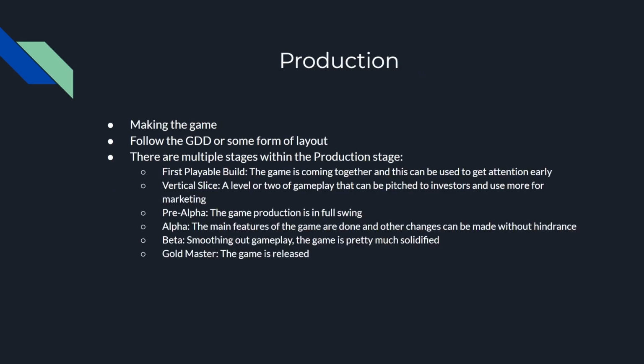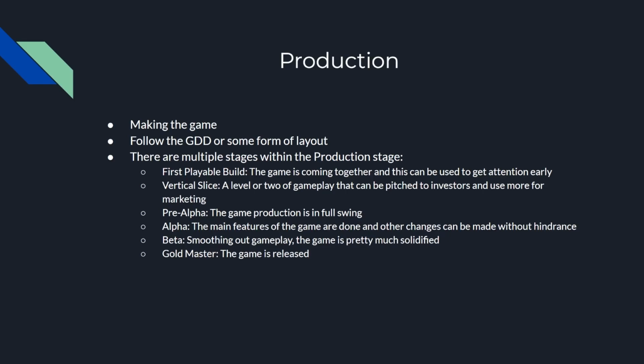The production stage is where you actually make the game. You will follow the game design document or some form of layout. There are multiple stages within the production stage. The very first stage you'll encounter, the first stage within the production stage, is the first playable build. This is when the game is slowly coming together and you have something to show for it.